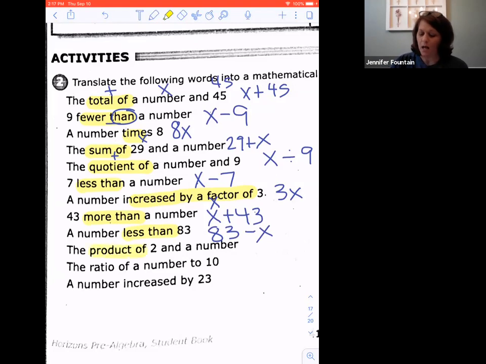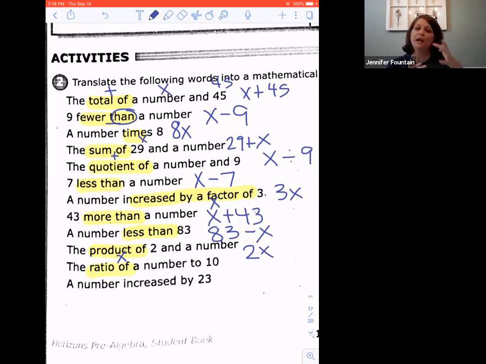The product of 2 and a number. So the product of, what operation is that going to be? We know a product is an answer in multiplication. So the product of 2 and a number, so I'm going to have 2 times my number. The ratio of, all right. When you hear the word ratio, I want you to go ahead and start picturing a fraction. The word ratio and fraction can be used.